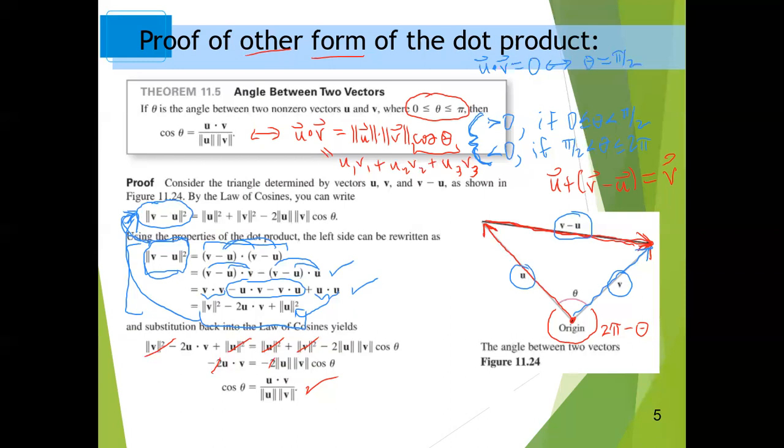Oh, yes, I meant pi, thank you. I meant pi. Thank you, yeah. Okay, other questions? Just kind of makes sense? I know it's a lot of symbols and math, but that's great, okay?